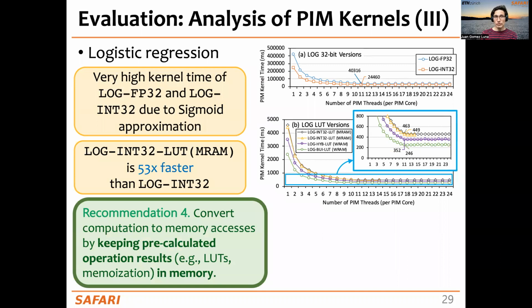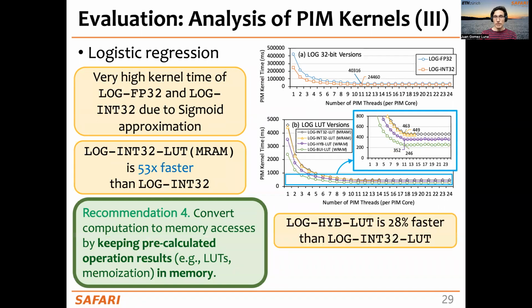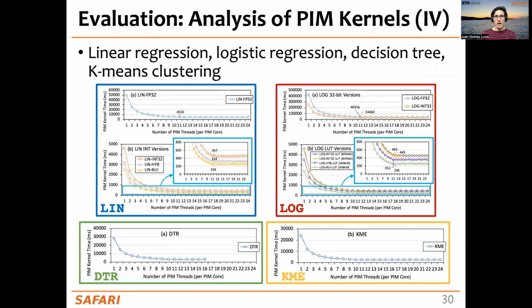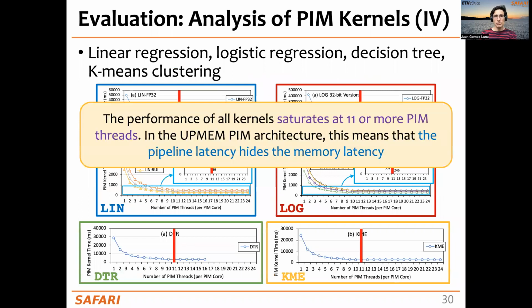So recommendation number 4 is to convert computation to memory accesses by keeping pre-calculated operation results in memory. Either use memoization or lookup tables, as we did in these experiments. The hybrid version is 28% faster than the 32-bit integer version, and the version with custom multiplication provides an additional 43% speed up.